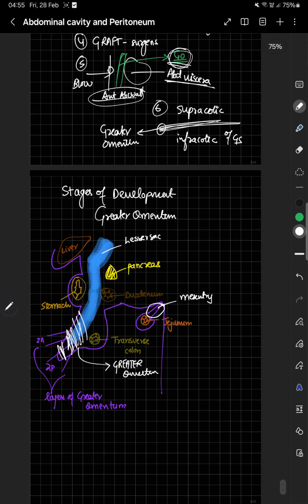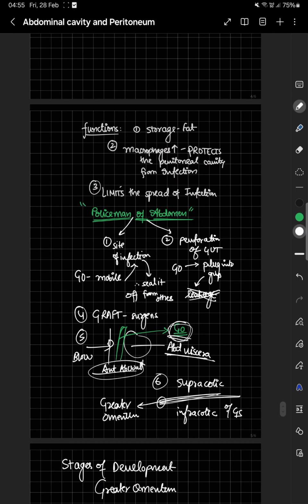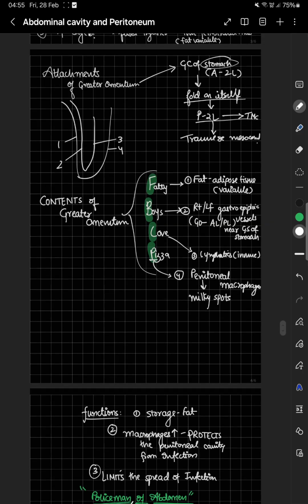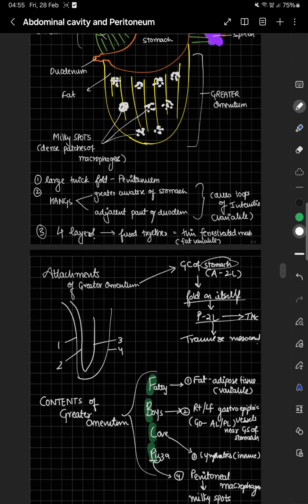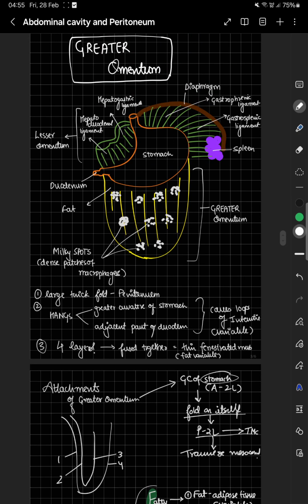We have discussed the development. We have shown how the four layers are formed. We have discussed all the functions, the contents of the greater omentum, its attachments, and how it's basically formed. It's like a large thick fold that hangs from the greater curvature. So this is all that is required about greater omentum as of now. After this, we will be discussing our lesser omentum.